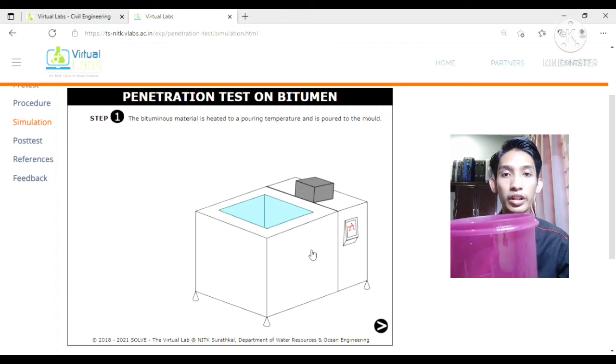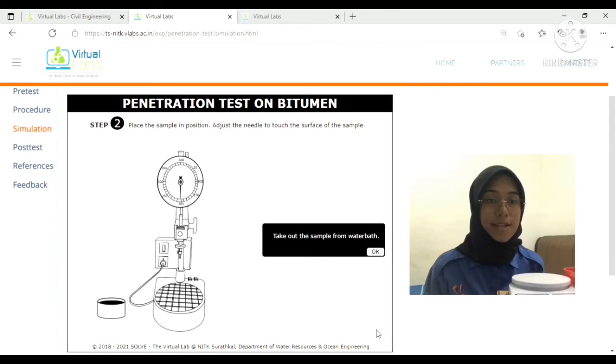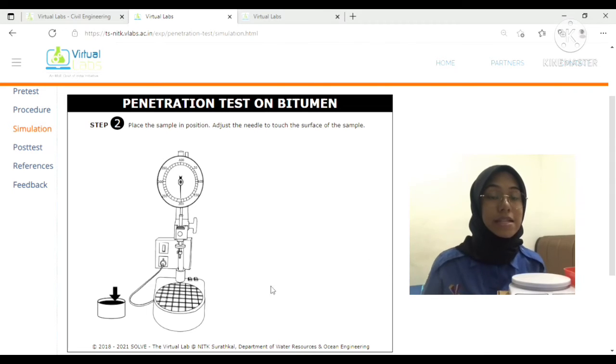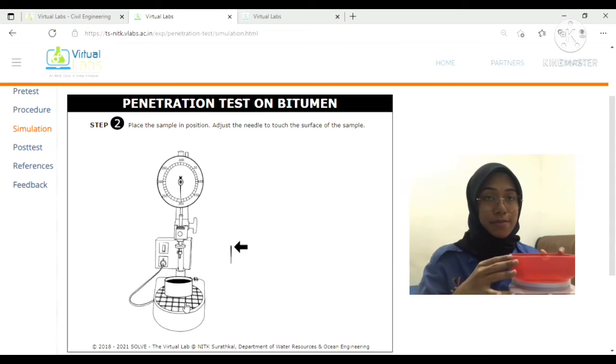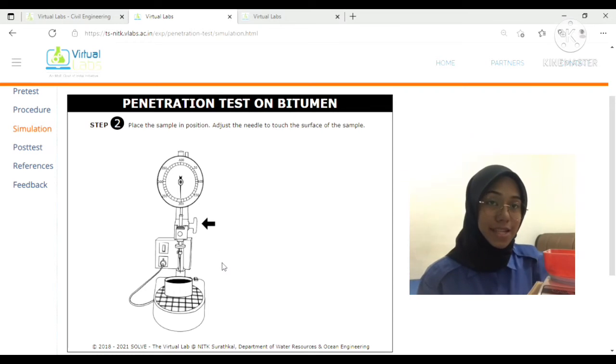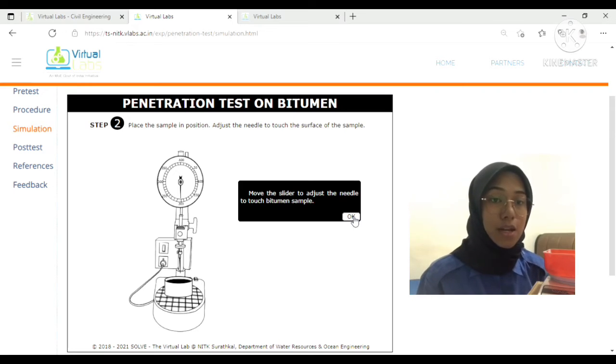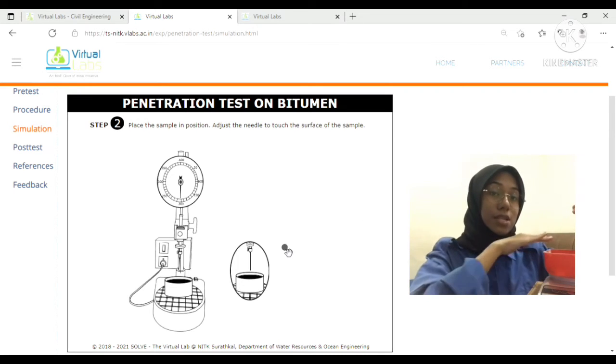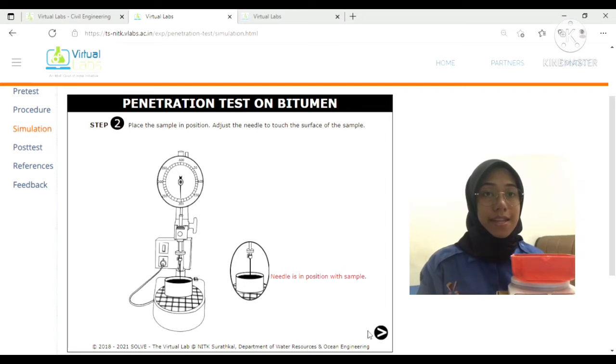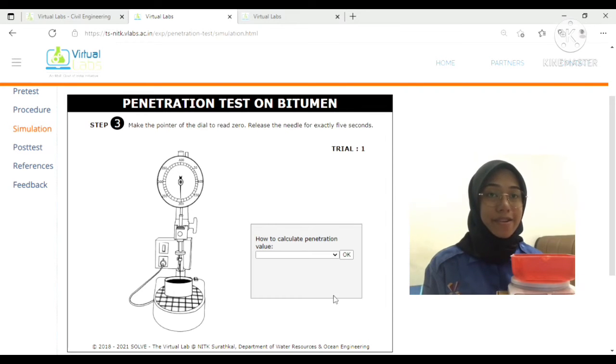Avoid holding the bitumen with your hand because the bitumen is very hot. Take out the sample from the water bath. Next, place the sample in position. Then, adjust the needle to touch the surface of the sample. So, move the slider to adjust the needle to touch the bitumen sample. Needle is in position with sample. Penetration value is final reading minus initial reading.